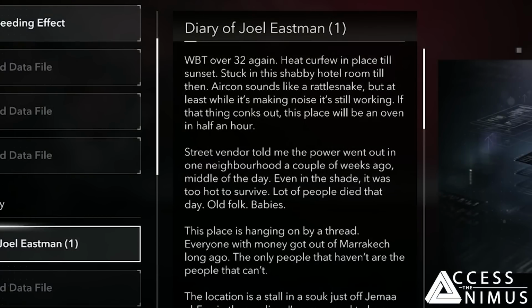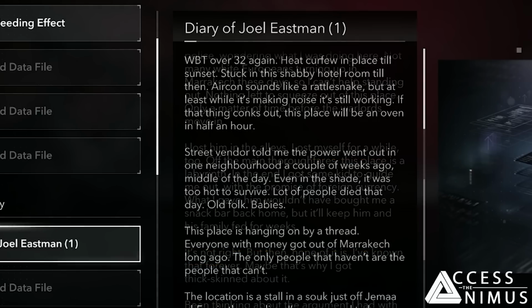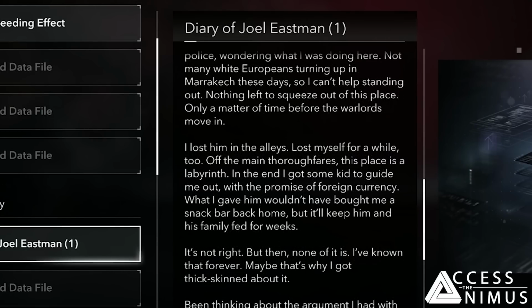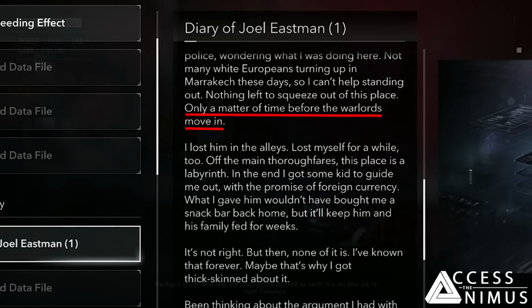Hence why Joel says that there's a heat curfew in place, that people can barely survive with air conditioning, otherwise they end up dead. Hence why the people who could afford it have already left Marrakech, which is also generating, according to Joel, the conditions for some so-called warlords to settle in.